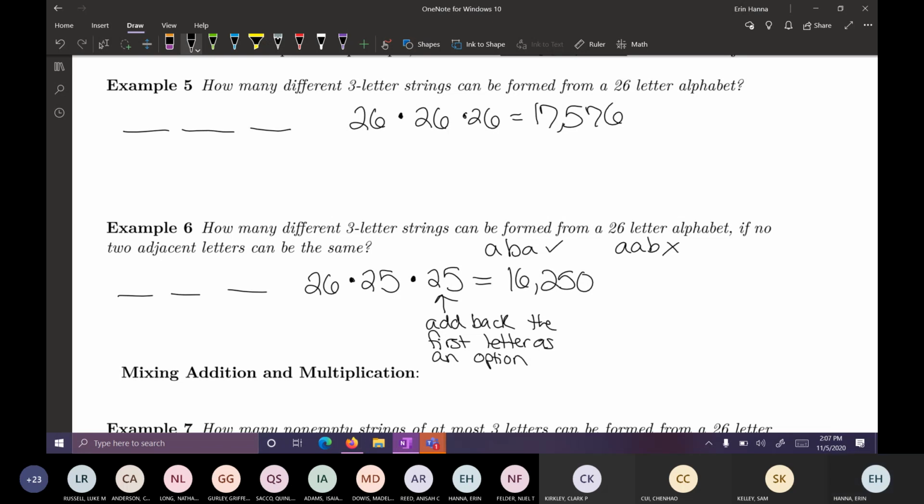The last thing we'll do, I'll just mention it really quick, but we'll talk about it on Tuesday, is you can also mix the two. So you wanted to consider how many 3-letter strings and how many 4-letter strings. Well, you'd have to do the multiplication on each one of those two separately, and then you can add them together.